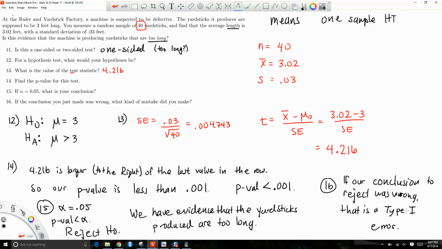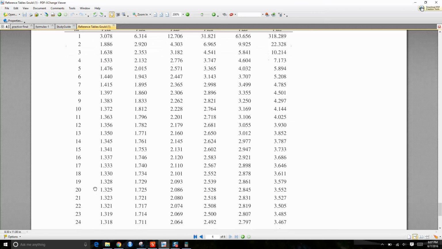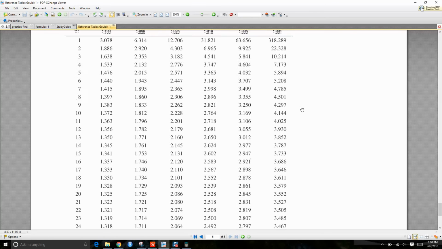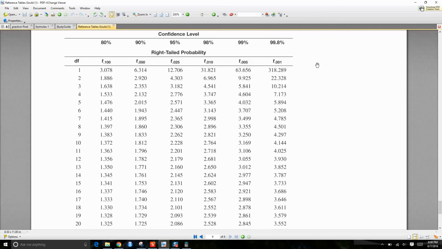Number 14, yeah. What do you mean by it's larger than the right of the last value? When you go to the t-table, we're looking at 30 degrees of freedom, right? Our test statistic is 4.2. If we had to fit 4.2 in this table, 4.2 is larger than 3.385. So you would put 4.2 over here, to the right of 3.385, which means as far as column headings go, it would be over here, which means less than 0.001.